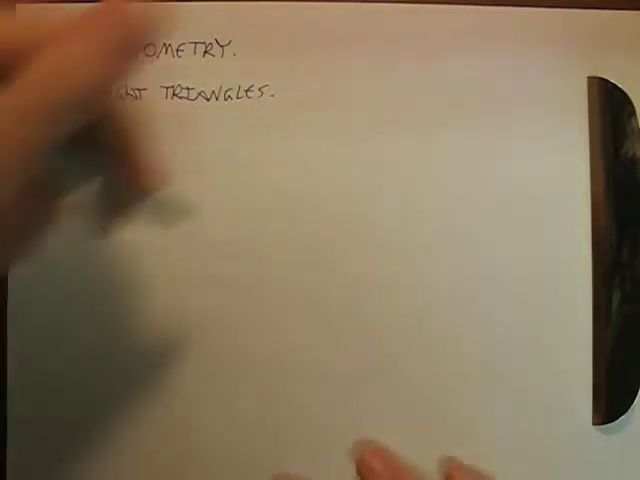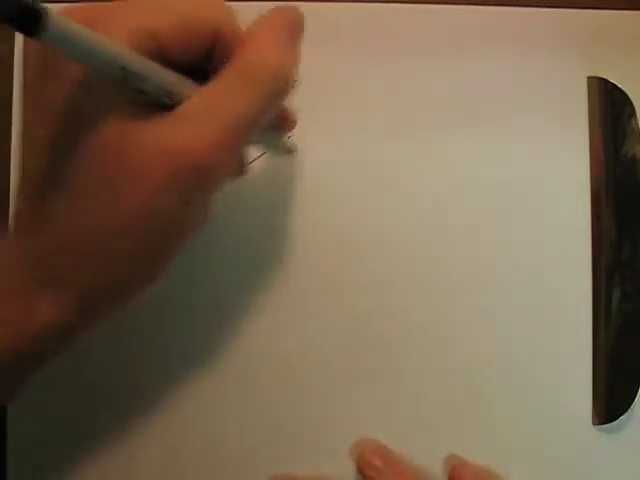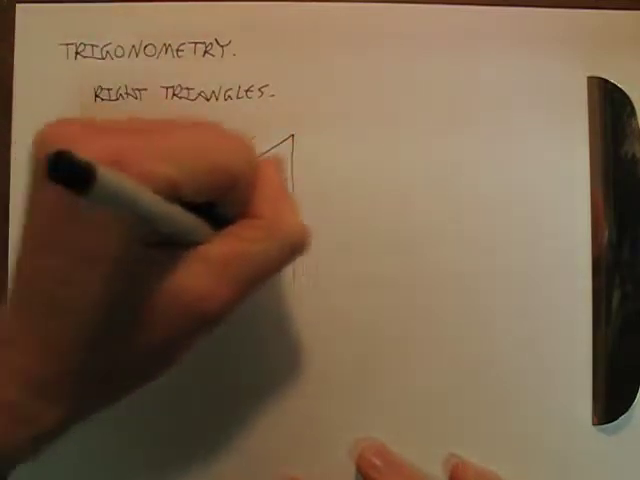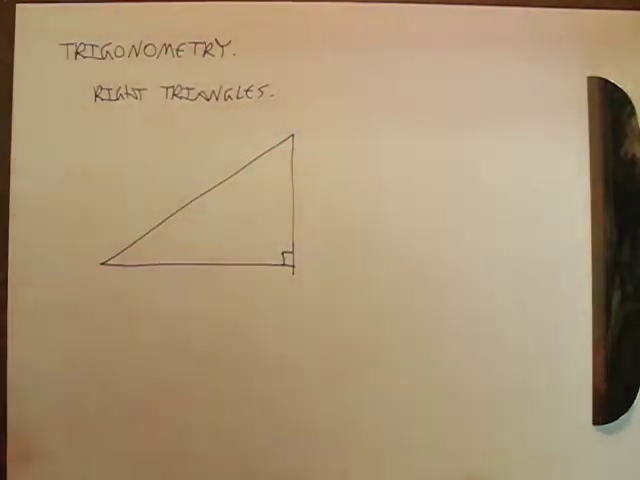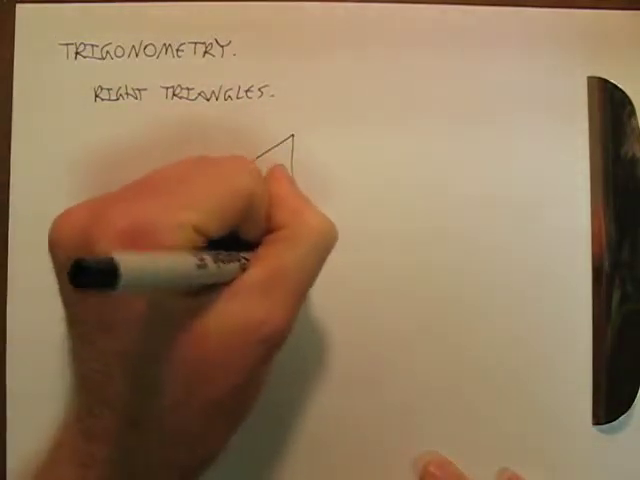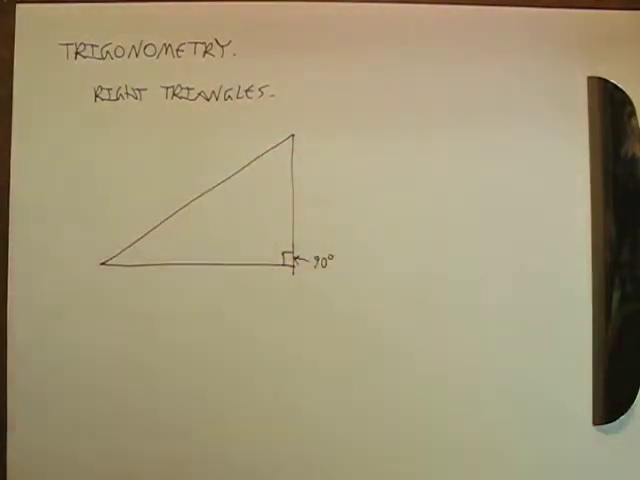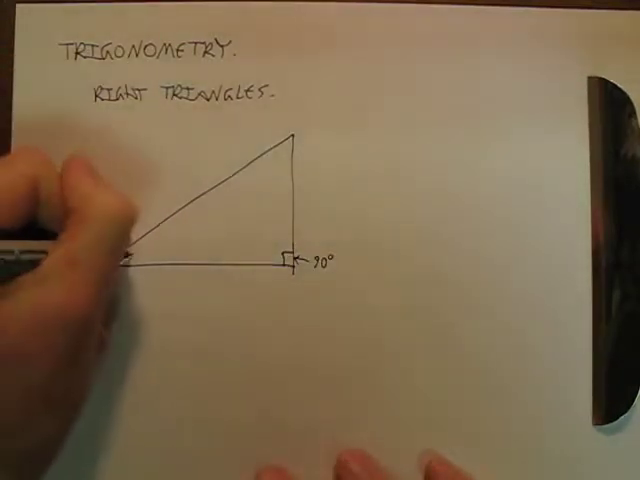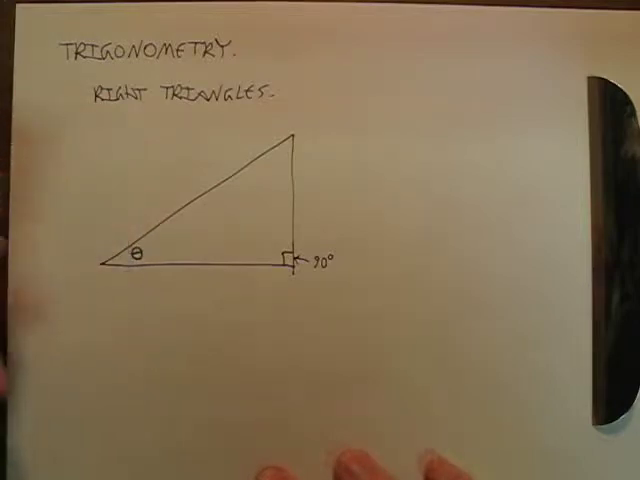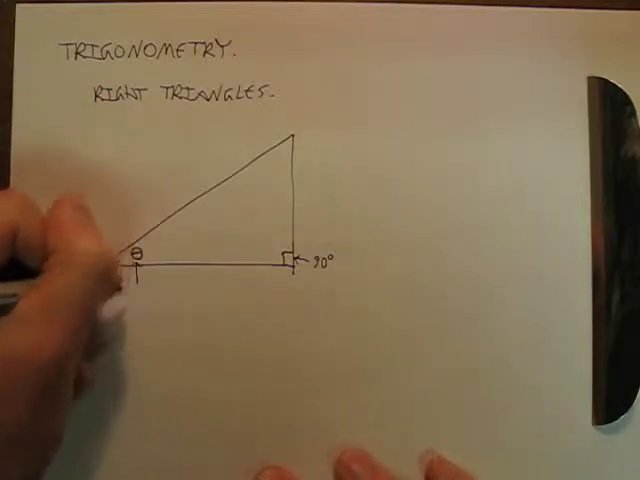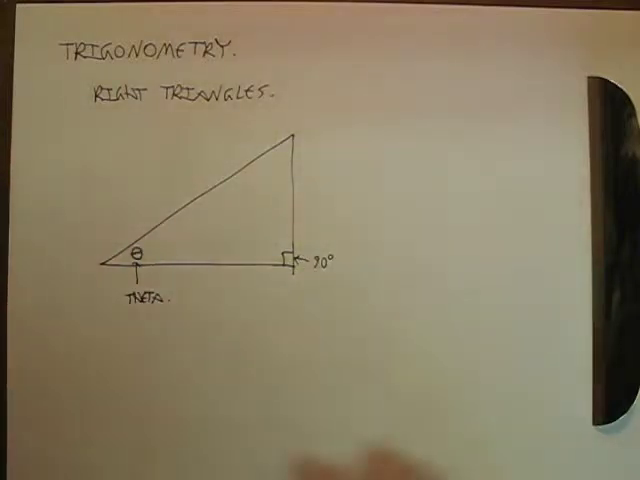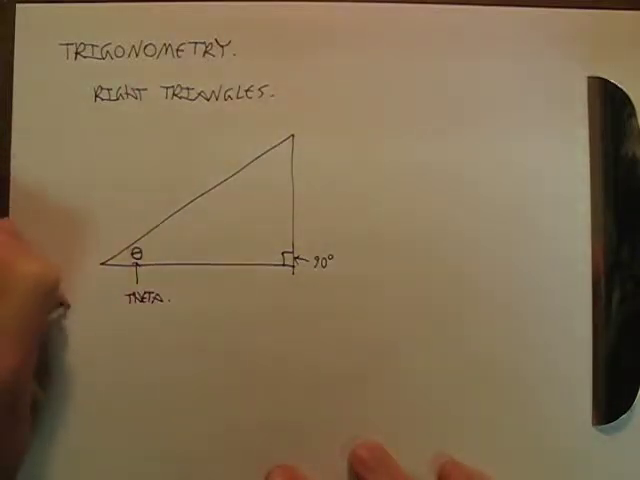So I'm going to make just a standard, nice right triangle. And we're going to put a little box there, and you should probably know that means that's a 90-degree angle, and that's what makes that a right triangle. Now, over here, we're going to mark an angle, and we're going to call that theta, and that's a Greek letter.